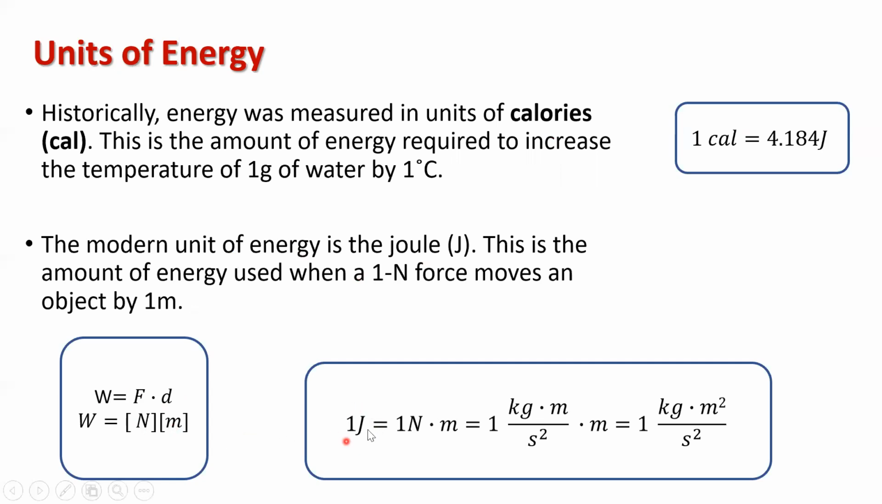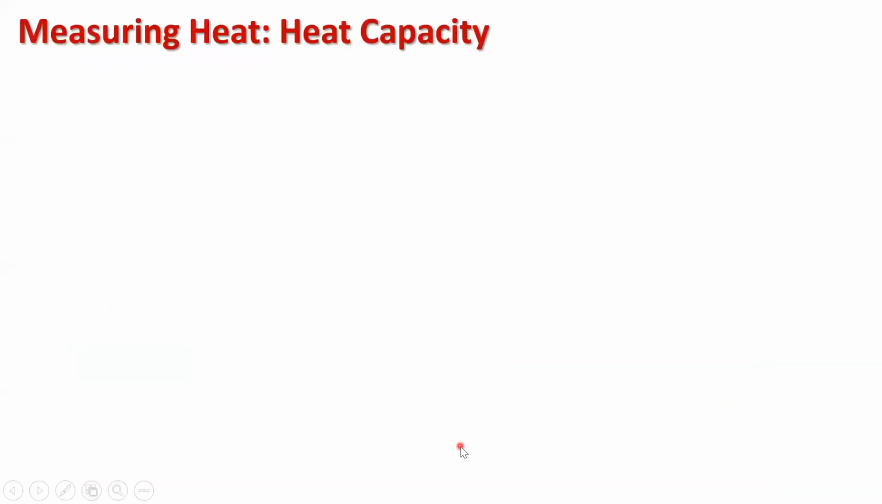A joule, which is what we're dealing with when we talk about units of energy, is equal to a newton meter. And a newton is a kilogram meter per second squared. So if we take newtons and convert it to kilogram meter per second squared and multiply it by meters, that gives us kilogram meter squared per second squared. These are just some units to work with, so we're a little familiar with that.